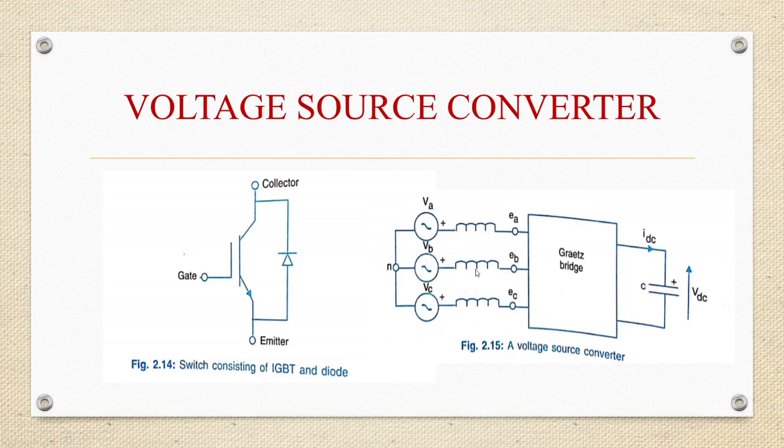So the voltages EA, EB and EC will be injected by the voltage source converter and will depend on VDC, that is the voltage across the capacitor. And the current IDC flowing into the capacitor is a function of the source currents, that is, it is equal to IA plus IB plus IC.